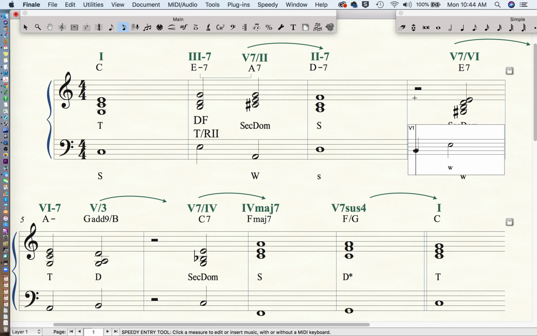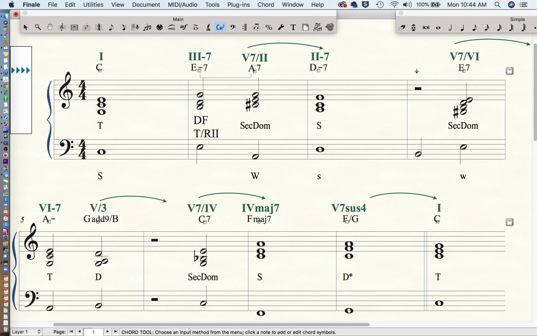In this case, we use a B minor 7 flat 5. Well, what about that chord? B minor 7 flat 5 is diatonic to the key of C major. So this seems like a great idea, to use B minor 7 flat 5 in this case.